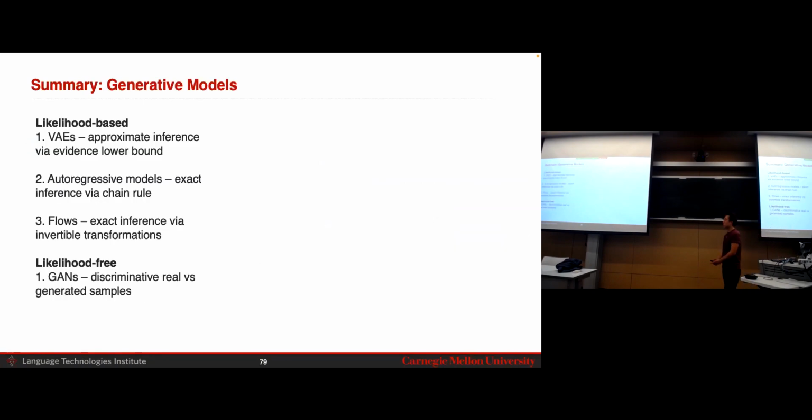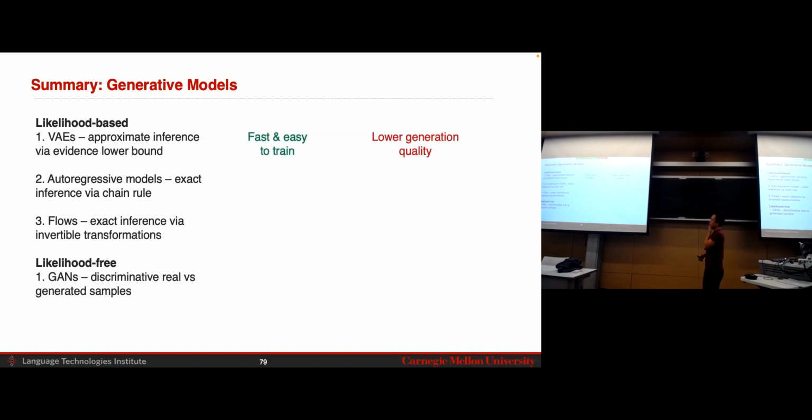But essentially, you're seeing quite a few examples of generative models, right? There's likelihood based, like VAEs, where you approximately optimize the evidence lower bound. You've seen autoregressive models, where you can do exact inference via the chain rule by decoupling generation at each particular step. We also saw normalizing flows, which can do exact inference via invertible transformations. And for likelihood free, we've seen GANs. There's a bunch of work on GANs, but the main idea is to discriminate between real and fake samples instead of going into likelihood space.